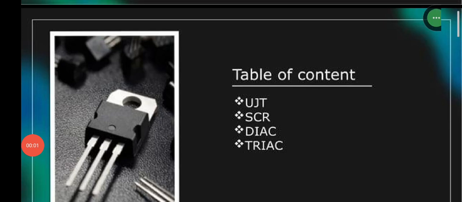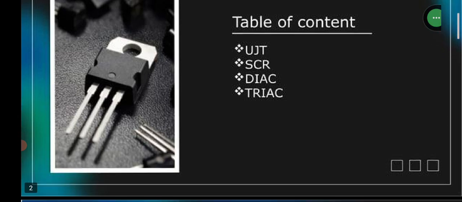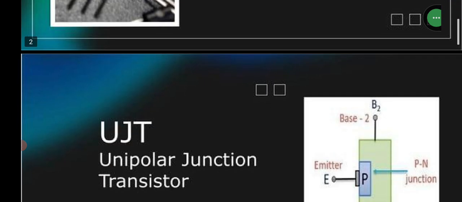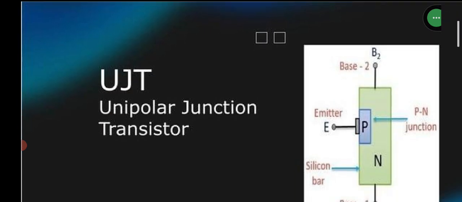Today we are going to see about special function devices. In that we are going to see UJT, SCR, diac and triac. First we are going to see about UJT, unijunction transistor.